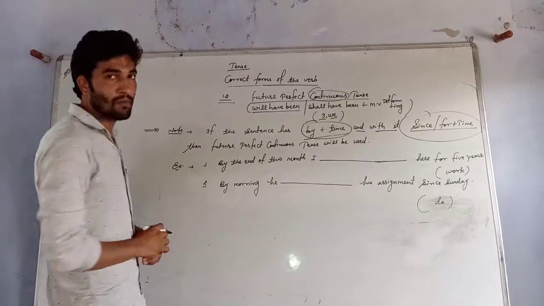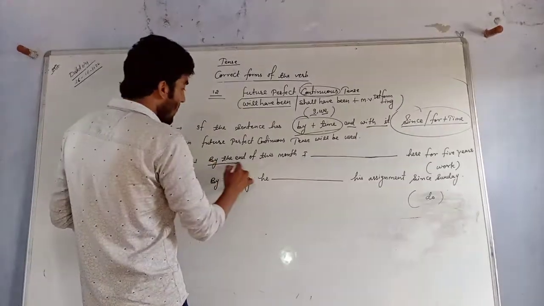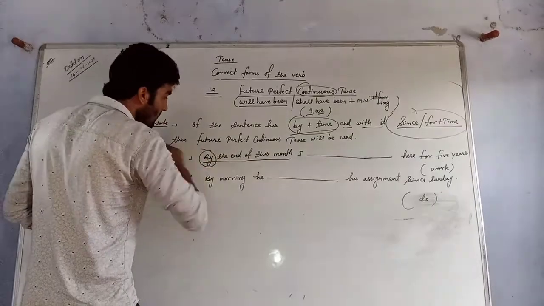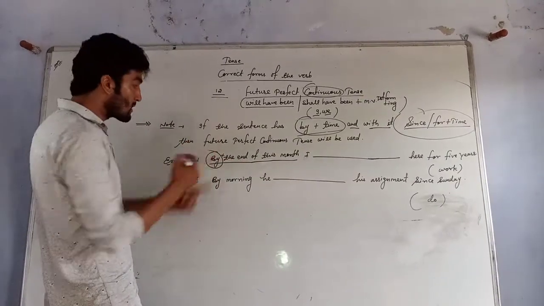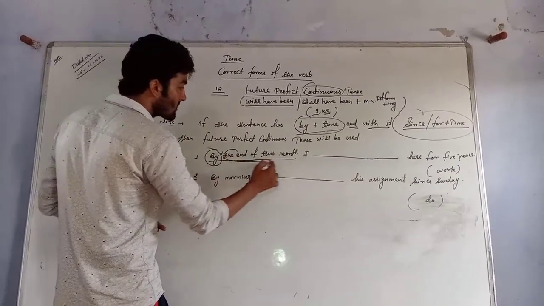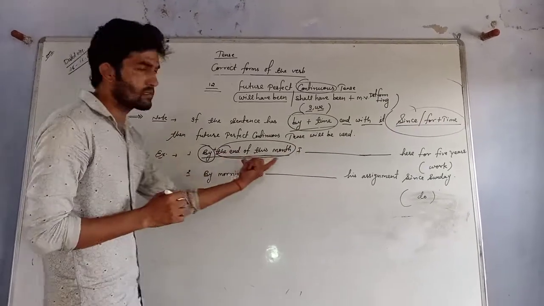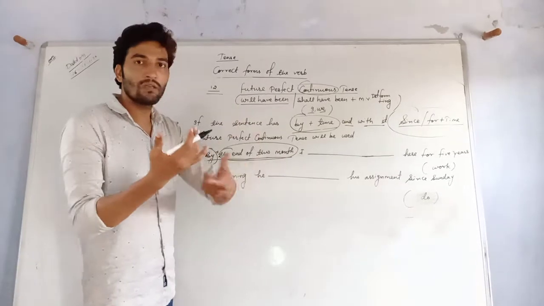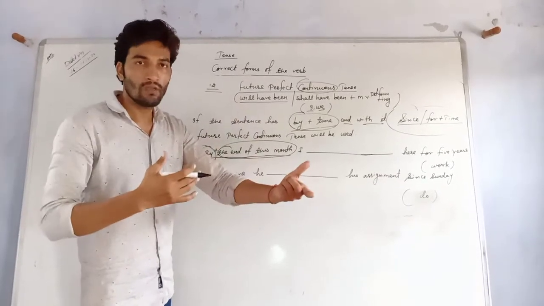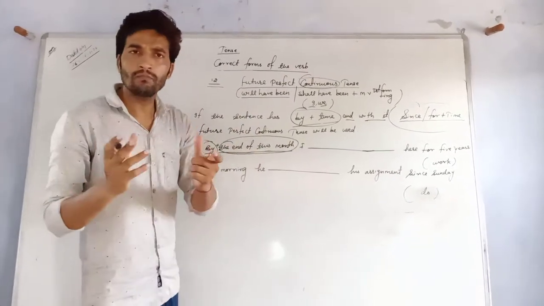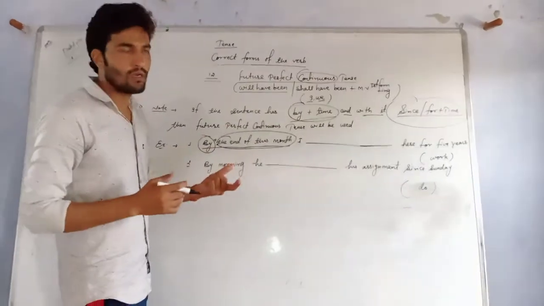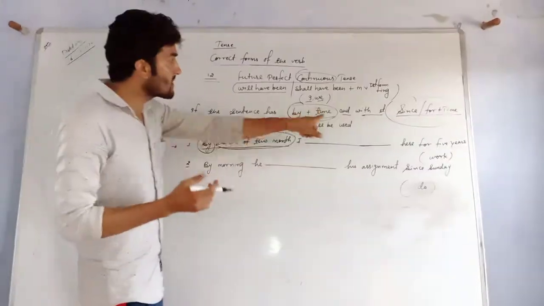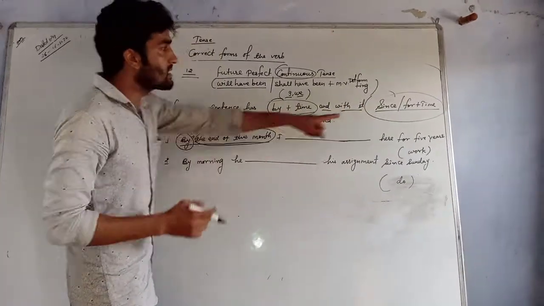The very first example is: by the end of this month. Here is given by plus time. So by the end of this month, the end of this month is time. Here it is told about the month. It means month, week, year. These are time indicators. By plus time, and with it since or for.